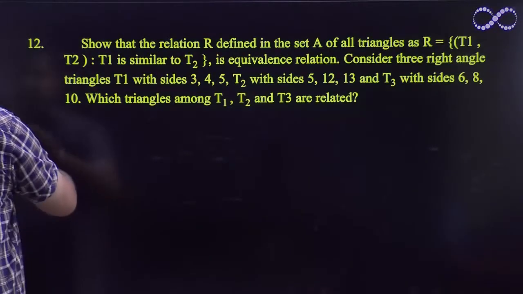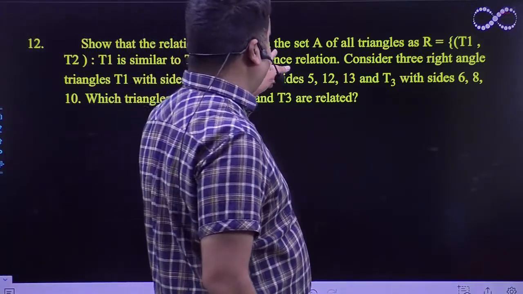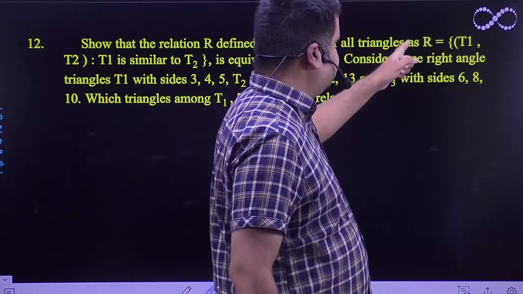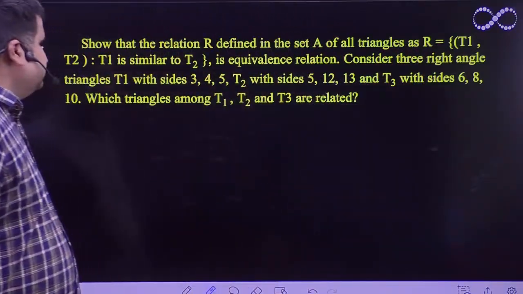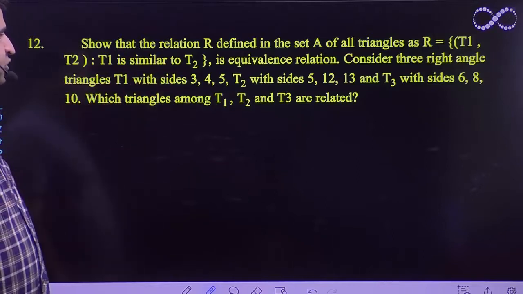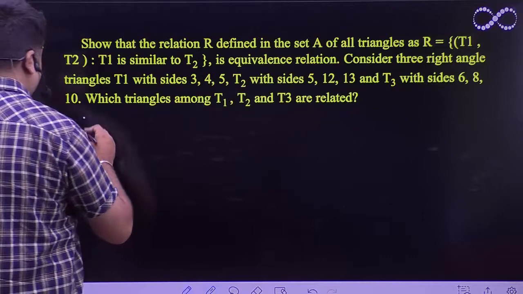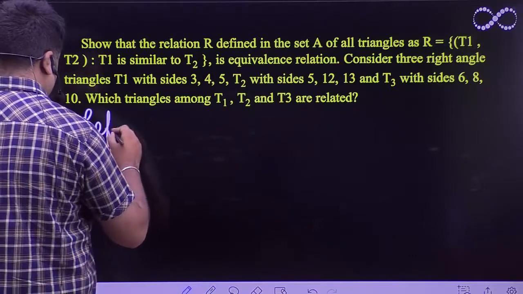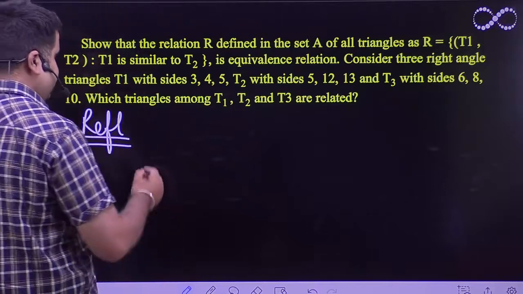Next question is, show that the relation R defined in the set A of all triangles, R equal to (T1, T2) where T1 is similar to T2, is an equivalence relation. So first we have to prove that this is an equivalence relation. We'll check for the reflexive property.